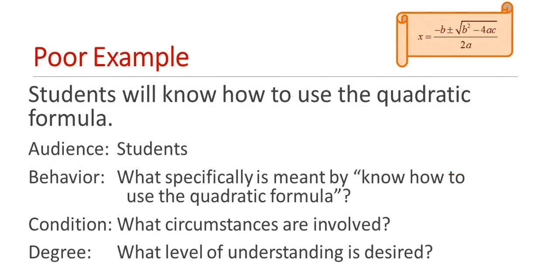Let's try another example. Here we move into the dreaded math course. Students will know how to use the quadratic formula. Well, the audience is students. Behavior is not specific because we're not sure what know how to use the quadratic formula means. Under what circumstances are involved here? We need to be more clear. And under degree, what level of understanding is desired? That's also not clear. So after some revisions, let's see what we come up with.